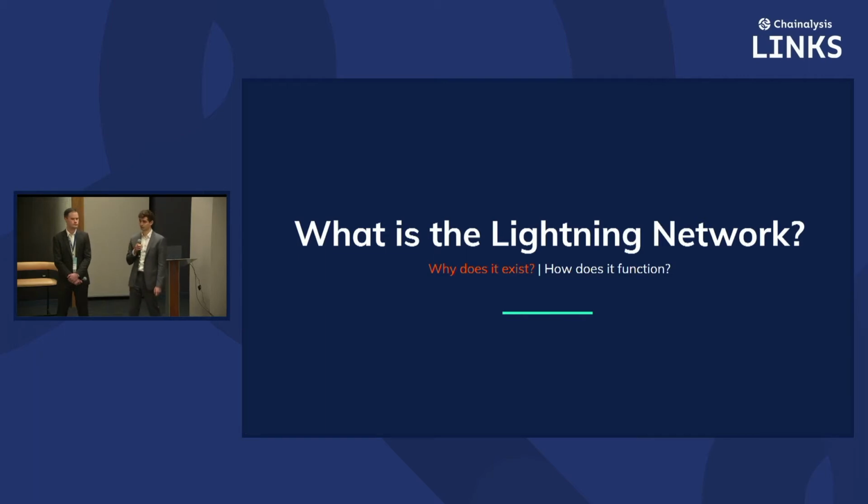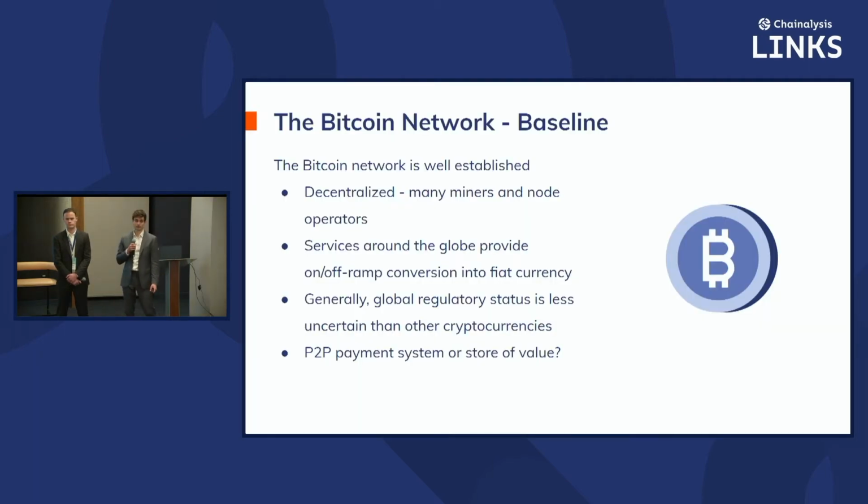Why does it exist? Well, it exists because of the way Bitcoin is designed. Bitcoin was envisioned as a peer-to-peer payments network where I could send money over the internet to anyone in the world without trusting a centralized intermediary. And to accomplish this, Bitcoin has to be a decentralized network. It has many node operators, it has many miners spread across the world. No one entity is in control of the Bitcoin network.